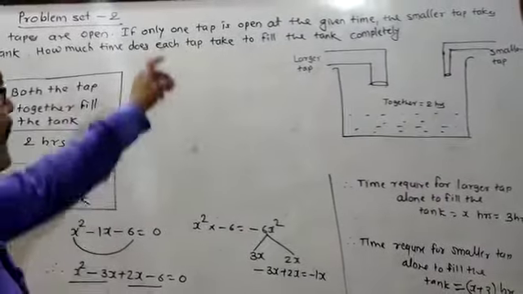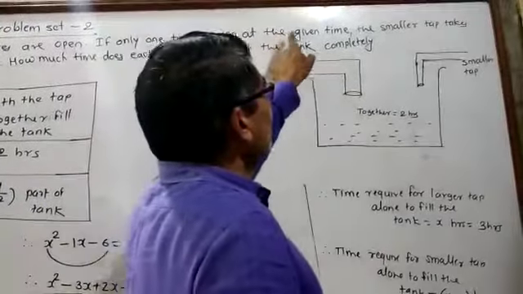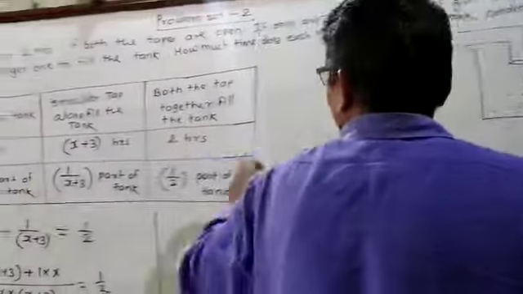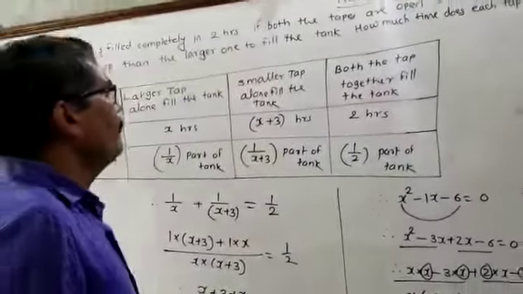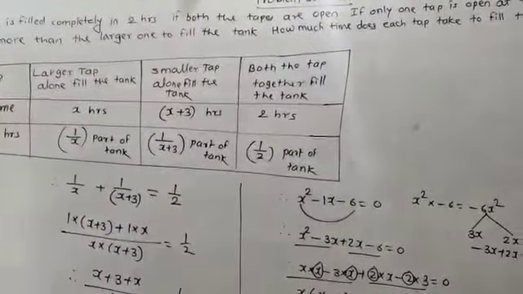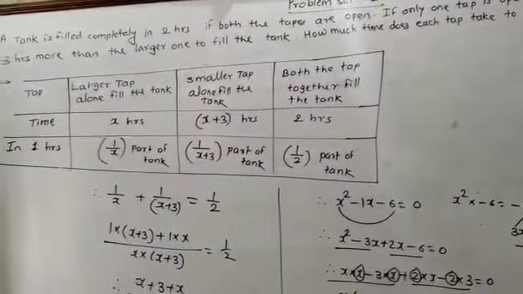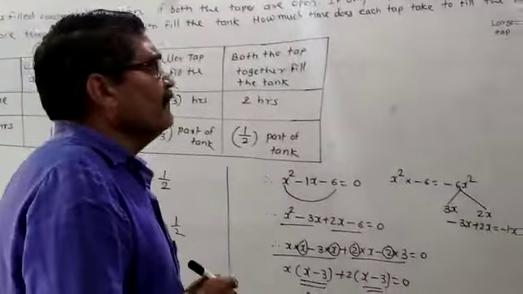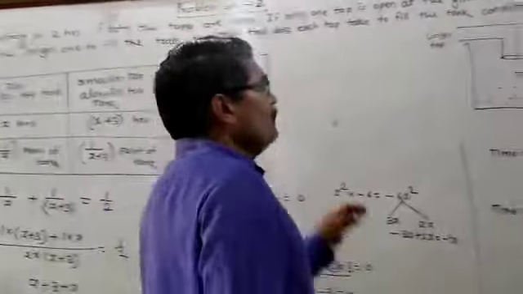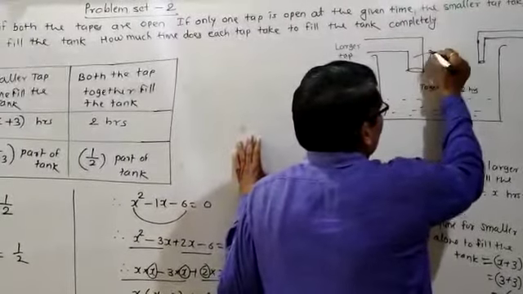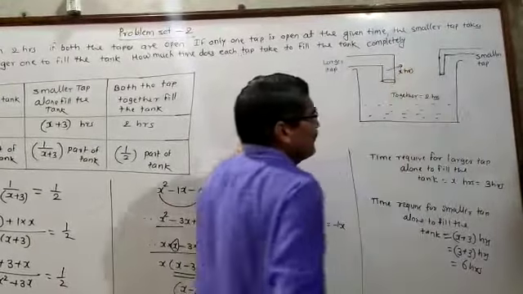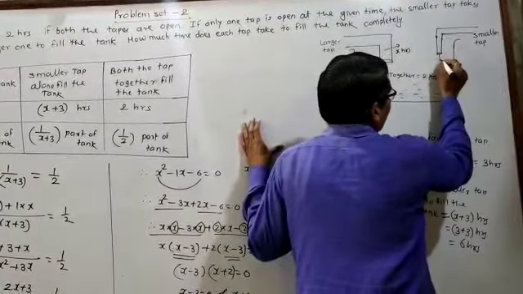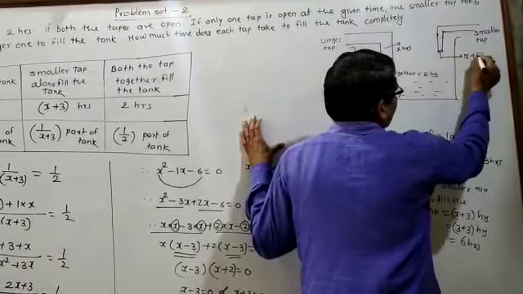Then, if only one tap is open at the given time, the smaller tap takes 3 hours more than the larger tap to fill the tank. Means, see what is given. When only one tap is open, the smaller tap takes 3 hours more. If the larger tap will take X hours to fill the tank, at that time the smaller tap requires X plus 3 hours.